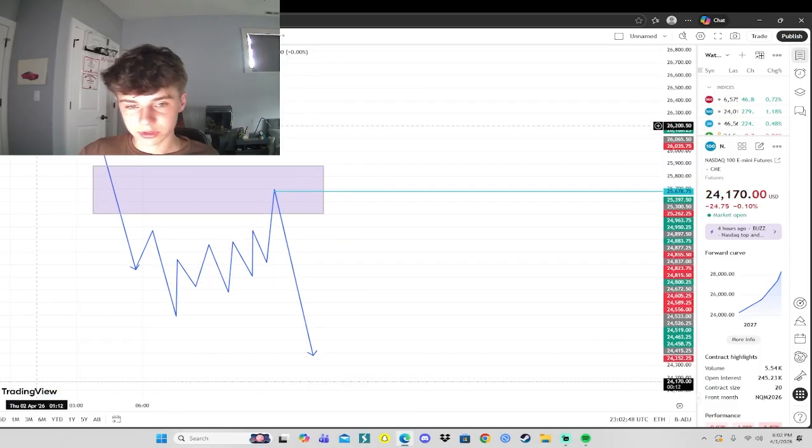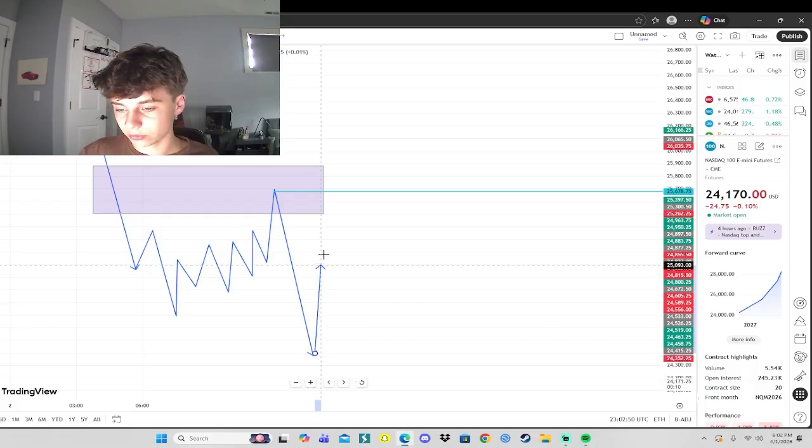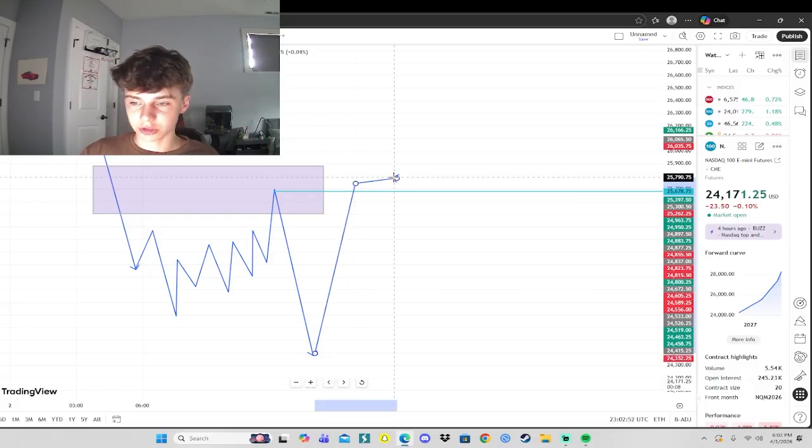So now we see a setup we like, and we use that as our take profit point, and price trades all the way back up there. Now let's find an actual example on the charts.